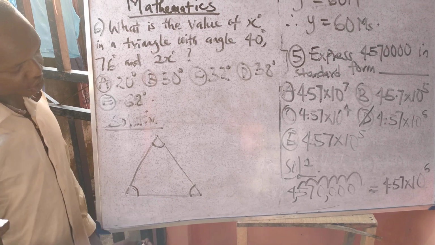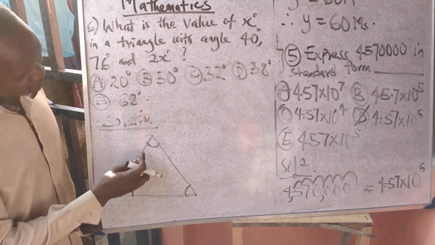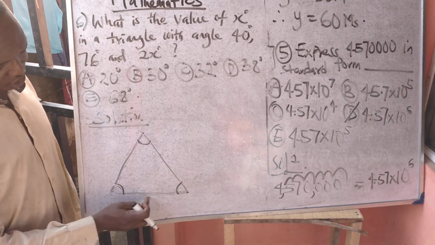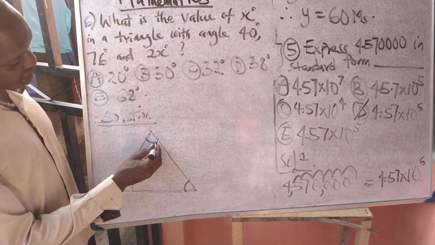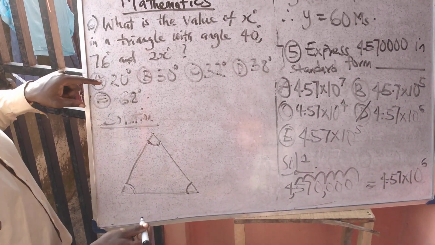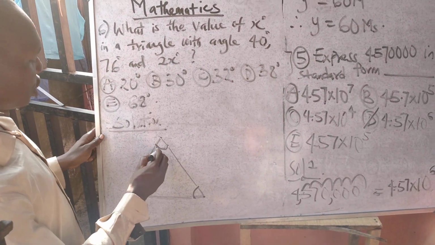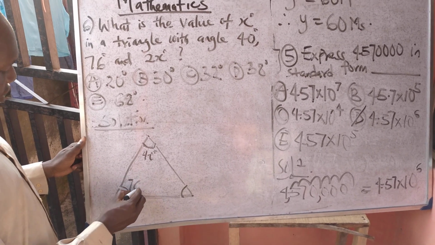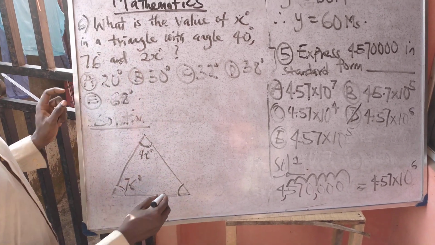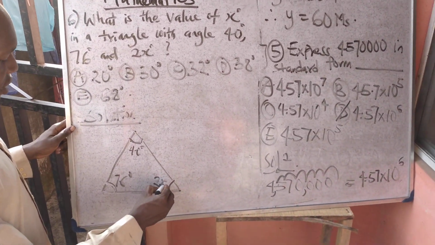An angle is inclined with respect to these other 2 sides. And to these other 2 sides, an angle is also inclined. So you can call the first angle 40 degrees. You can call the second one 76 degrees. And you can call the third one 2x degrees.